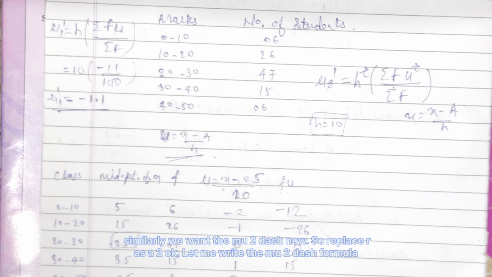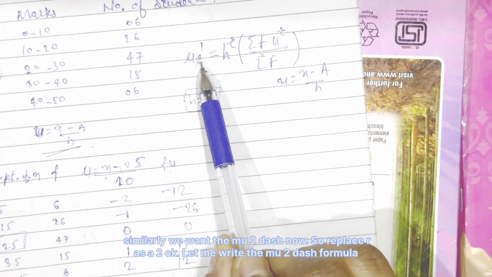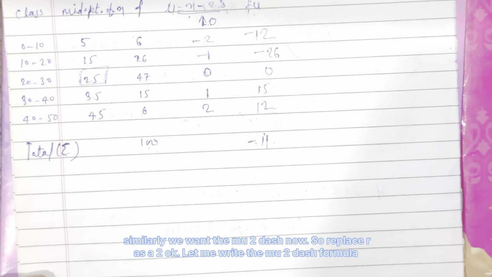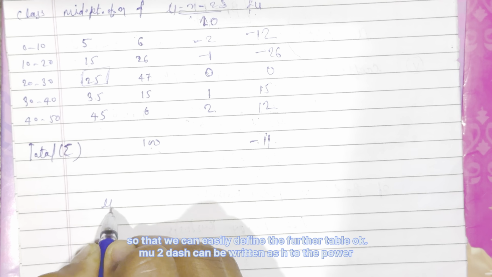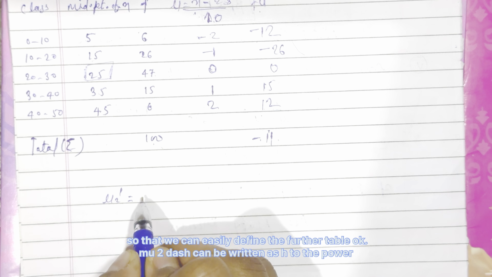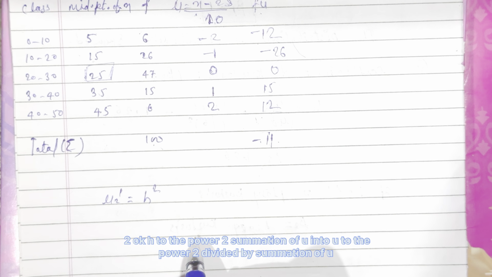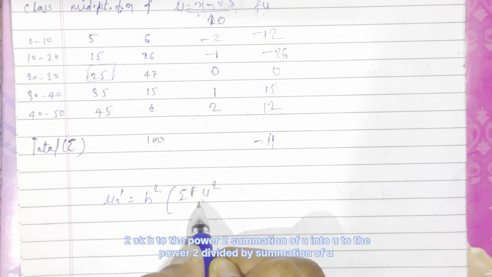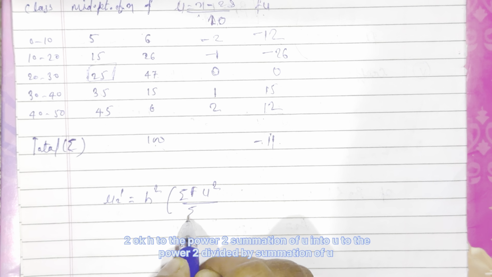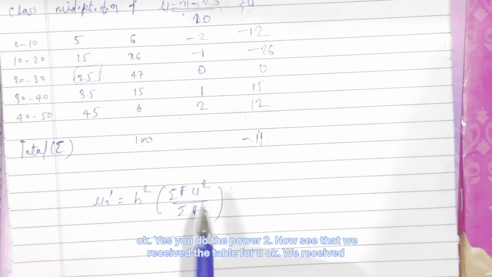Similarly, we want mu2 dash now, so replace r with 2. Let me write the mu2 dash formula so that we can easily define the further table. Mu2 dash can be written as h to the power 2, summation of f into u to the power 2, divided by summation of f.